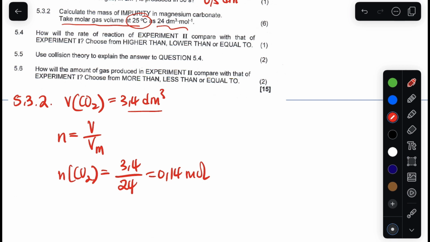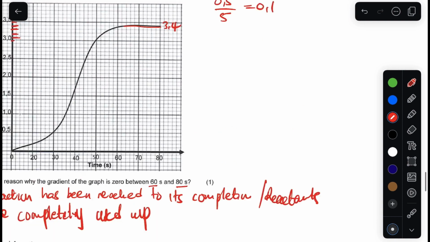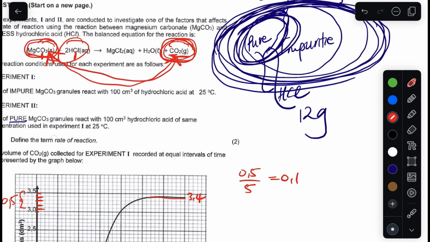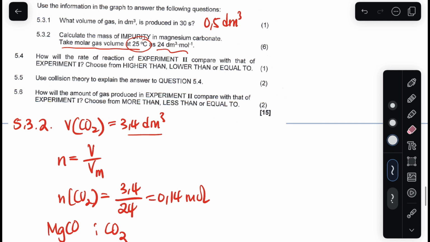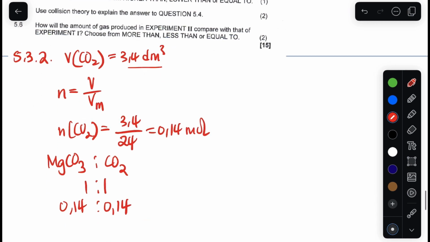So what are we going to do? We'll do the mole ratio as I've mentioned before. So we'll say magnesium carbonate is to carbon dioxide. Let's look there. What is the mole ratio between the two? It's 1:1. The ratio is 1:1 there, as you can see. So if it's 1:1, that means it will be the same. Magnesium carbonate will be 0.14 as the carbon dioxide is 0.14. So now this simply means that the number of moles of magnesium carbonate reacted, or that is pure out of the impure sample, is 0.14 mole.